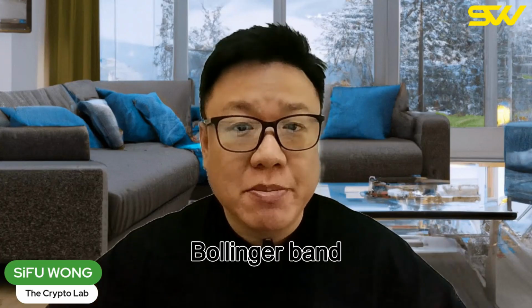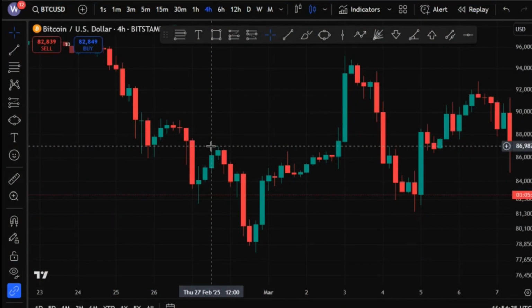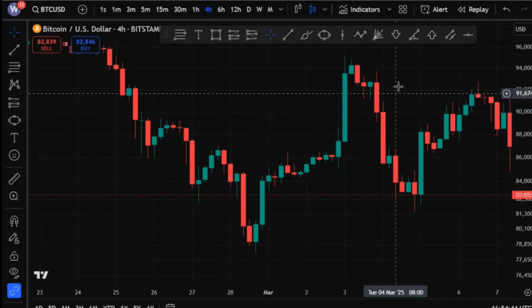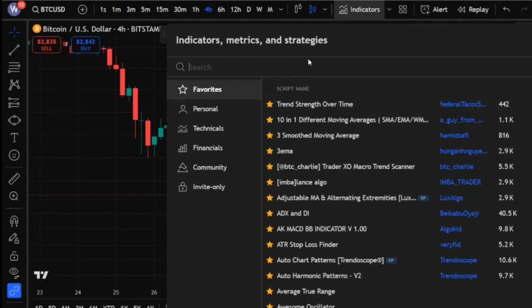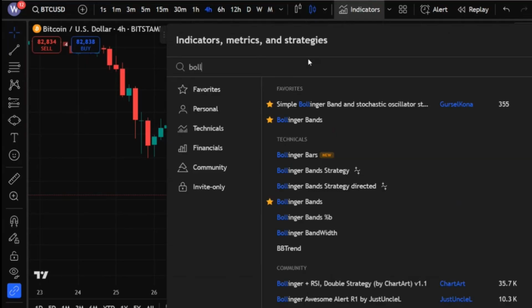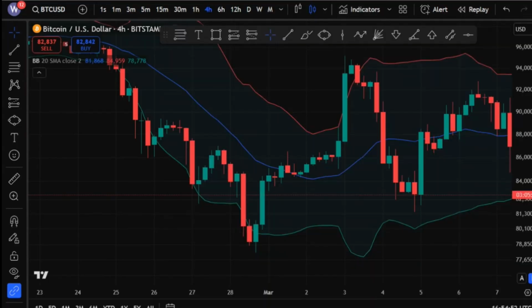Next indicator that everyone should know is the Bollinger Band. How does it look? Let's head on to the chart. Bollinger Band is basically an indicator that gives us an idea of what pullback might actually happen. So head on to your indicators and type Bollinger Bands, this one. And it is going to look something like this.